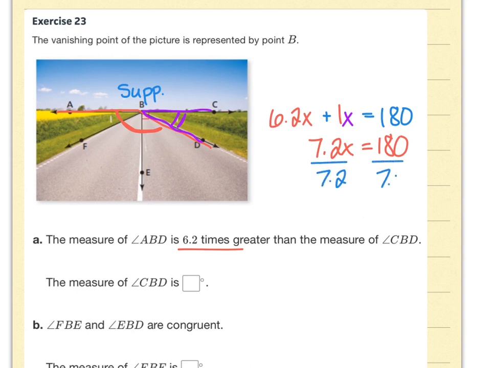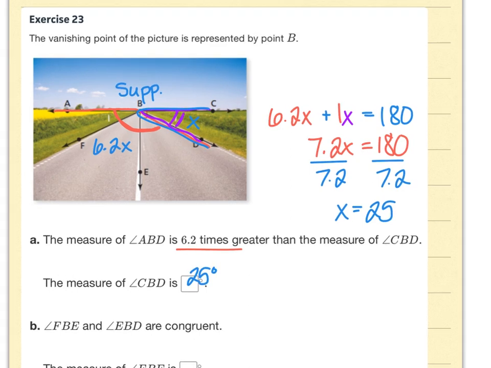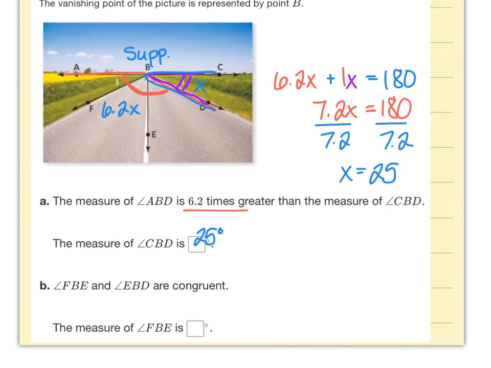That's actually going to give us a nice number here. X equals 25 degrees. So since this was x and this was 6.2x out here in red, and I just want to know what this angle is, the purple angle, then I know since x is 25, that purple angle is 125 degrees. Part B says angle FBE, so now I'm going to erase.